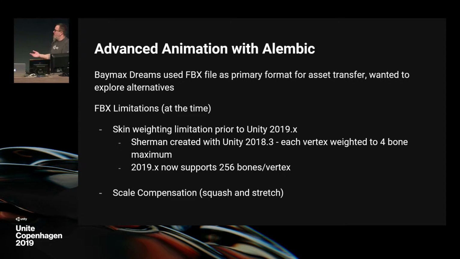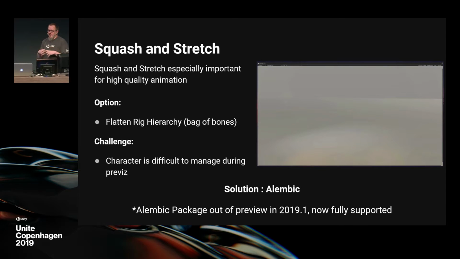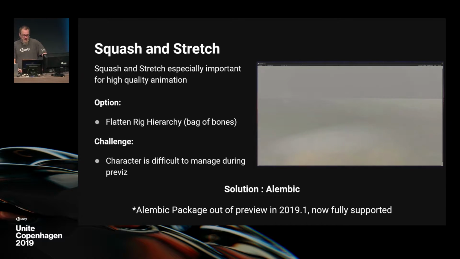So again, we wanted to use Alembic for our animation. During Baymax, we used FBX, and there were a lot of limitations at the time in some of our skinned mesh renders. You had skin weighting limitations and some of the scale compensation fun that goes along with it. Luckily, the skin weighting one has gone away in 2019, which is fantastic. It makes our riggers very happy. And squash and stretch in particular, where you want to really abuse the characters during the animation process.